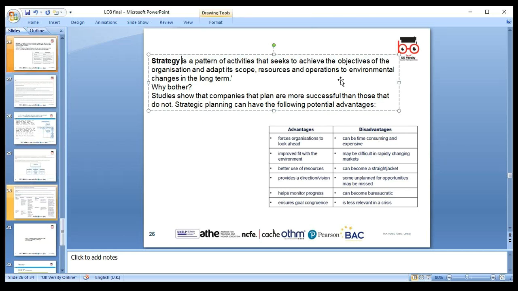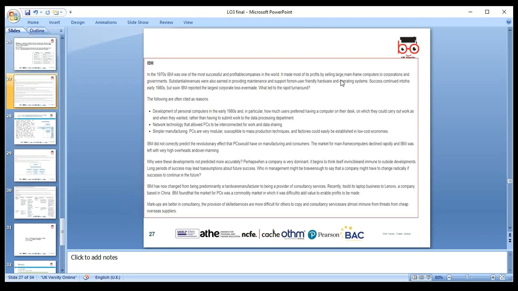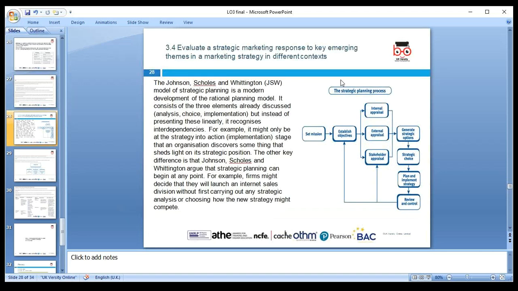Why bother studying the company's plan? The advantages are: focus on the organization, looking ahead, improving fit with the environment, better resources, though it can be time consuming sometimes. Okay, we have the strategy here. We look at IBM. So guys, it's good to read the following cited reasons why IBM changed its strategies in those years.